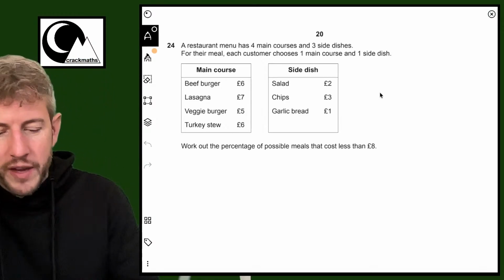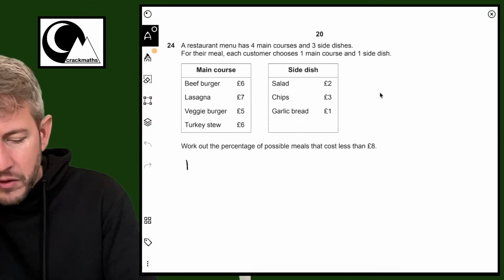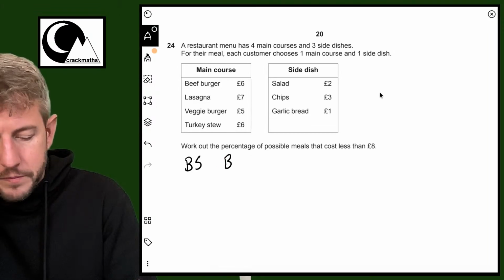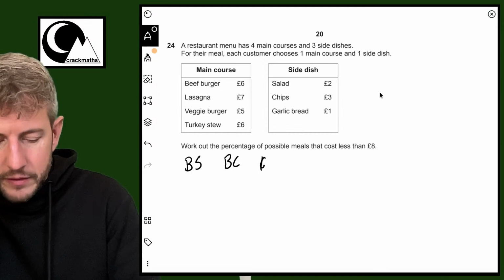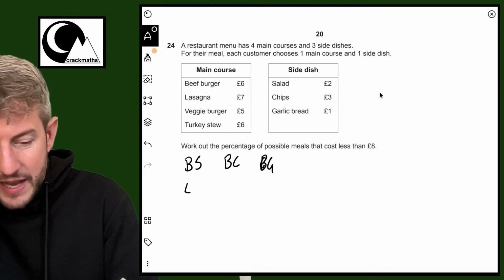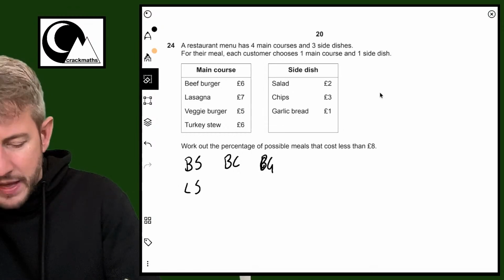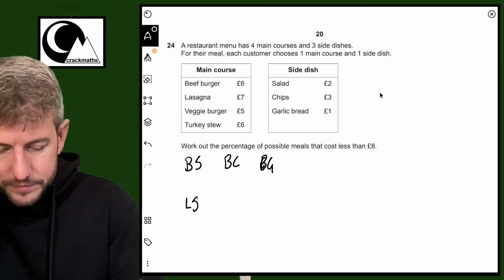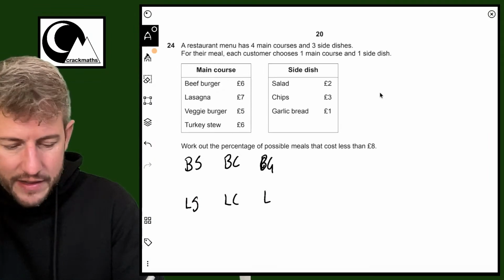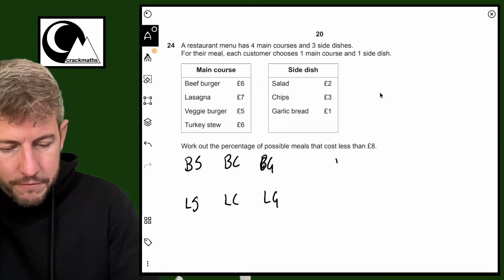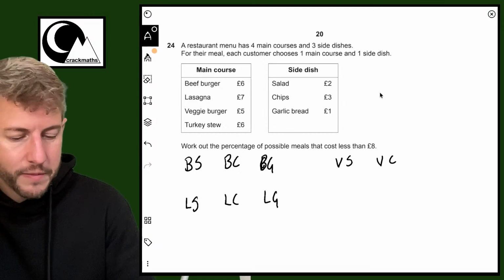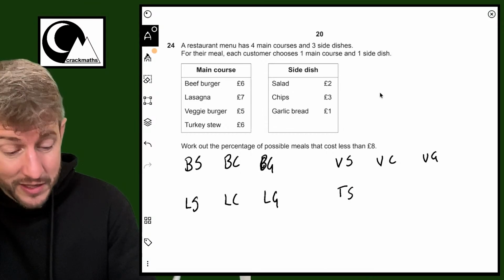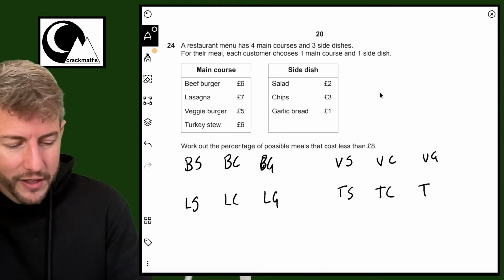Okay, so let's just work out the combinations first. So we've got burger salad, burger chips, and burger garlic. Then we've got lasagna salad, lasagna chips, lasagna garlic. Then we've got veggie salad, veggie chips, veggie garlic. And then we've got turkey salad, turkey chips, and turkey garlic.